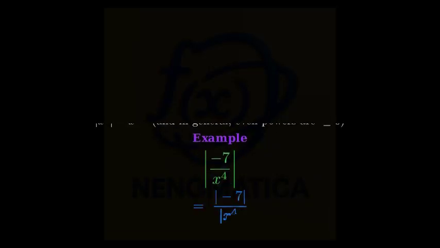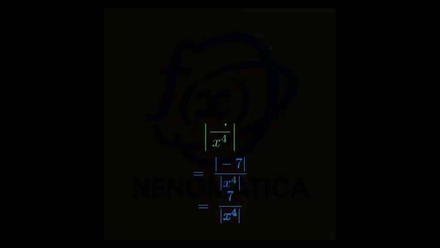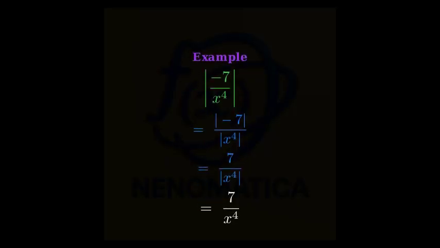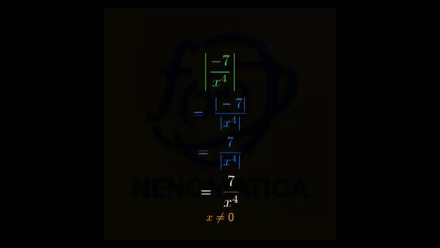Simplify the absolute value of -7 divided by x to the fourth. We split the absolute value across the quotient. The absolute of -7 is 7. The absolute of x to the fourth equals x to the fourth because a fourth power is always non-negative. Remember the domain restriction, x cannot be 0.